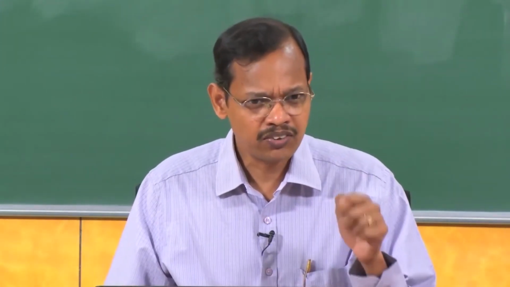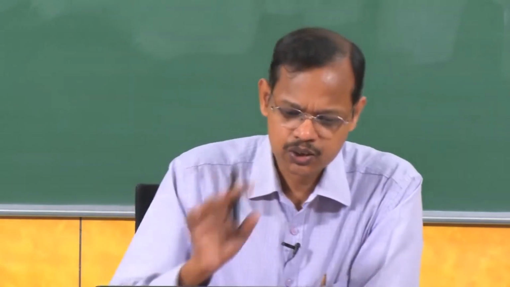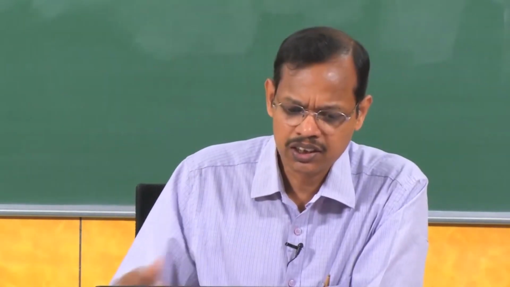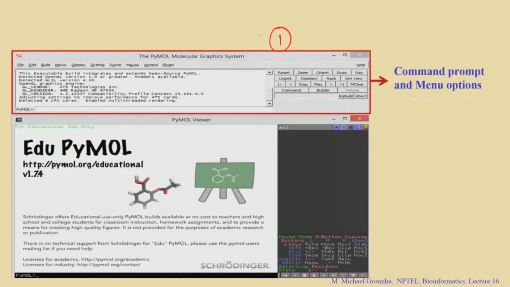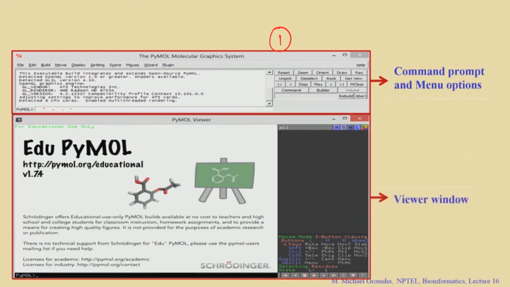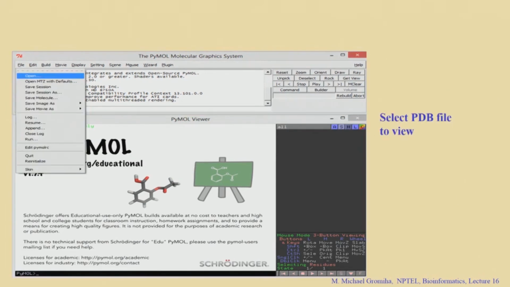So, when you install and launch PyMol, you get two windows. One window is with the command prompt, where you can use any command in this space and execute the program. The next one, below, is the viewer window, where you can see your molecule and do some manipulations on this protein molecule.